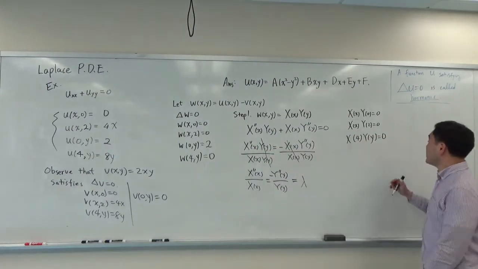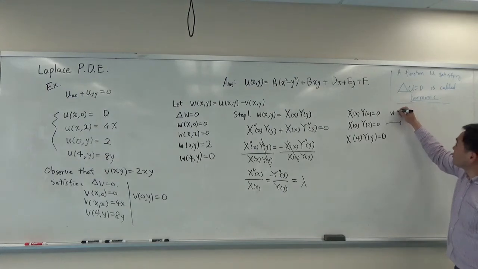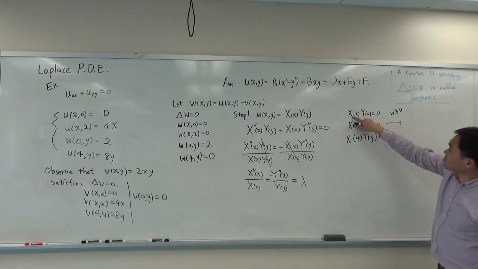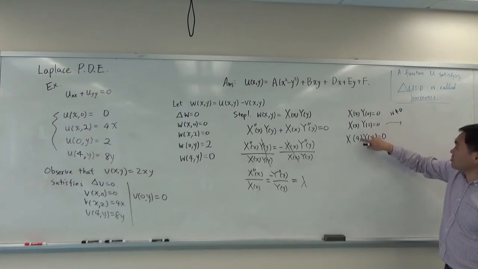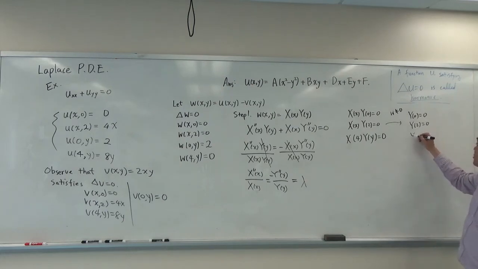And because I need w to be non-trivial, w cannot be a zero solution. If these are zero, then that happens. So you don't want these to be zero. You need these to be zero. So you end up with Y of 0 equals 0, Y of 2 equals 0, and X of 4 equals 0.